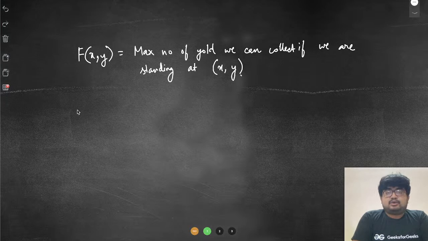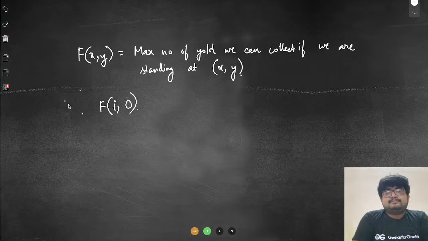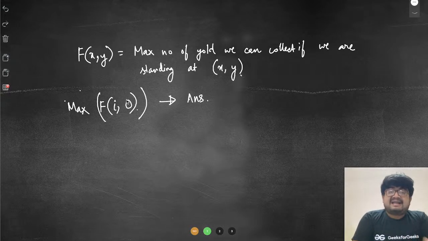So what will be the answer to our problem? The thief, or the miner, can start from any first column cell. So F of I comma 0, the maximum out of them, will be our answer. That is, what is the maximum amount of gold I can collect if I'm standing at I comma 0? That is what we want. That is the starting point, and so this is the answer.